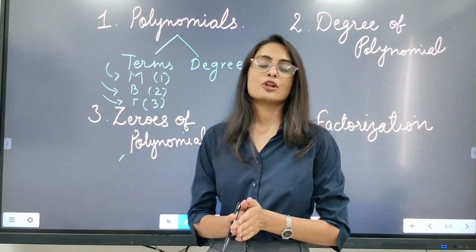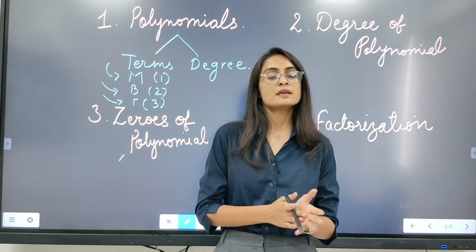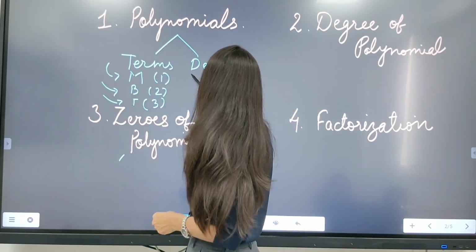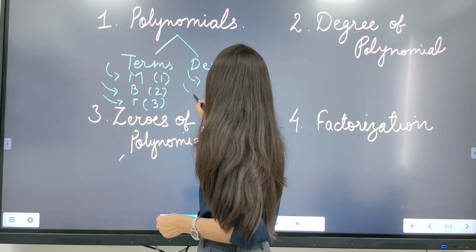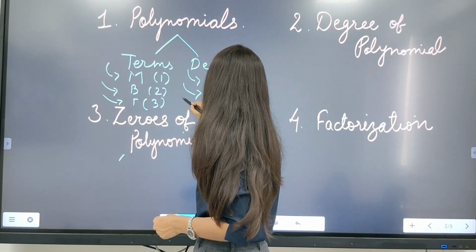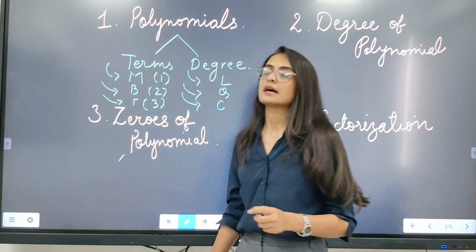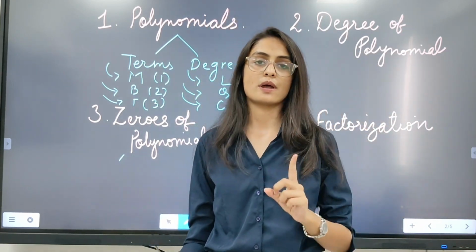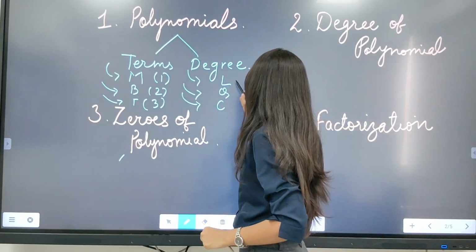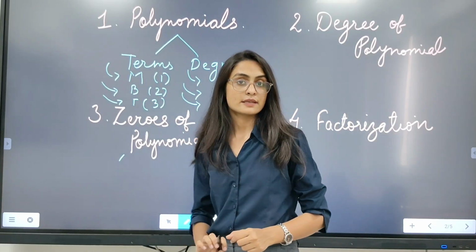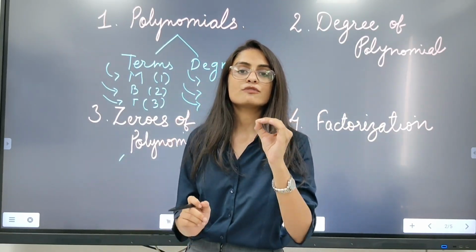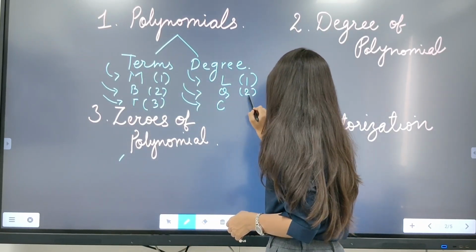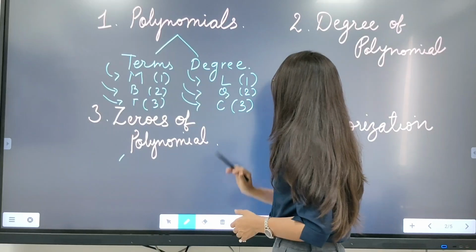Considering the degree, the polynomial can be classified into three types. Right? First one is the linear. Second one is the quadratic, and third one is the cubic. Considering the linear polynomial, the variable has power equals to 1. The highest degree of variable is 1. Considering the quadratic one, the power of the variable has to be 2. Right? Power of variable will be 2. And cubic has the power as 3.